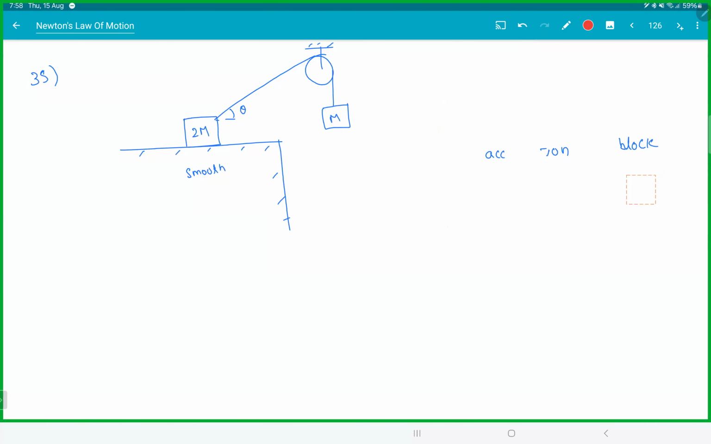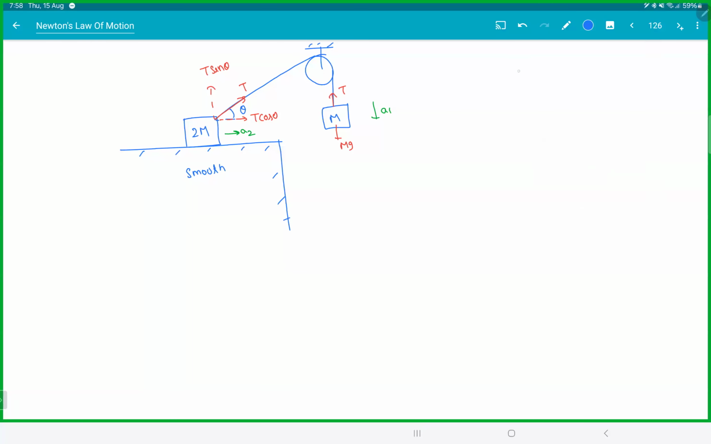Step one, choose a system and draw your FBD. There are two bodies here. So, tension, mg, tension, components will be T cos theta, T sin theta. I'm only interested in the horizontal. Assign accelerations. Let this be A1, let this be A2. Find relation between them using constraints.